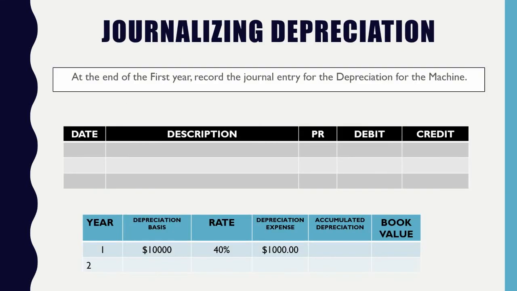So then how do I journalize it? Same thing, straightforward. It's going to be for 1,000. And that's only for the first year. But remember, when we think about years, we have to think about how old my asset is. Okay? Any questions?